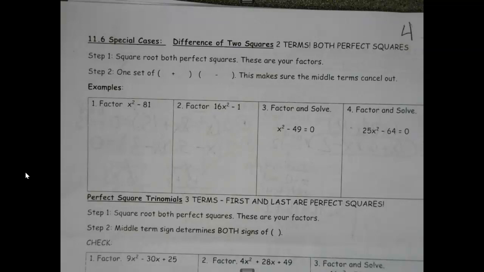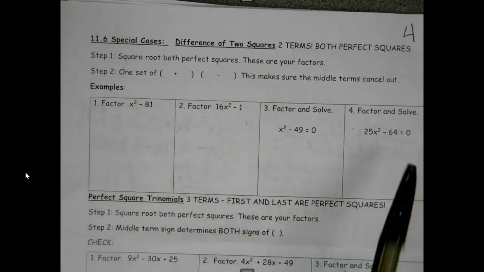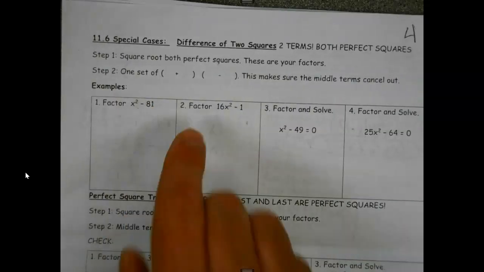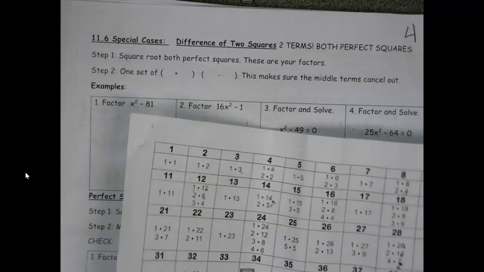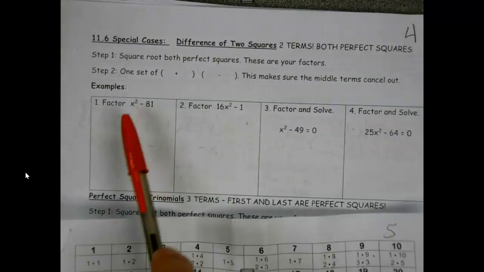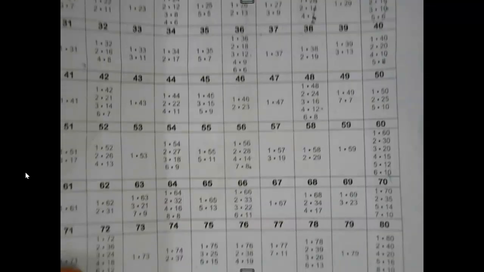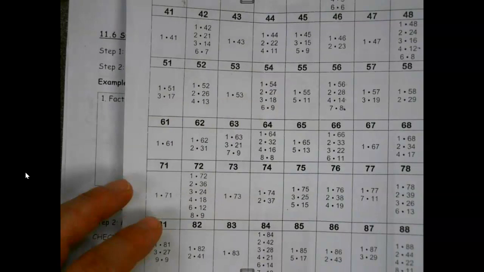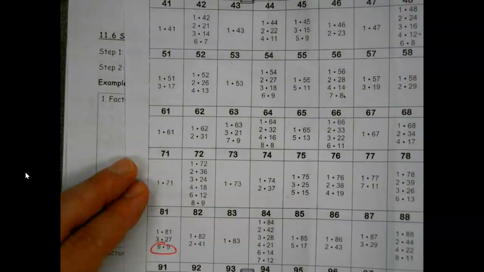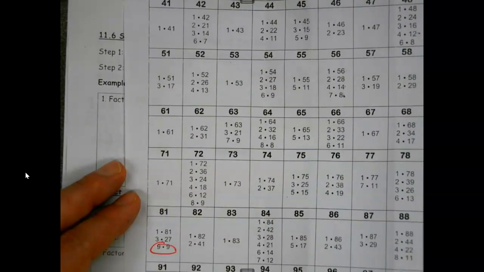So what you're going to notice on a lot of these two-termers is both terms are perfect squares. Okay, Hardy, what do you mean? So what I mean is the numbers that you're working with, if you go to the chart, I'm just going to do this quick with some of them. So if I go to 81, here's my chart, 81. I'm going to find the same number, 9 and 9.